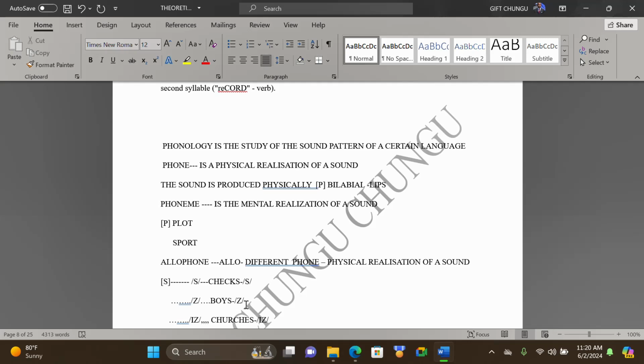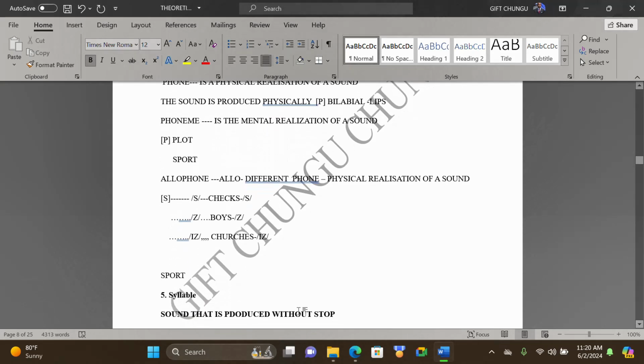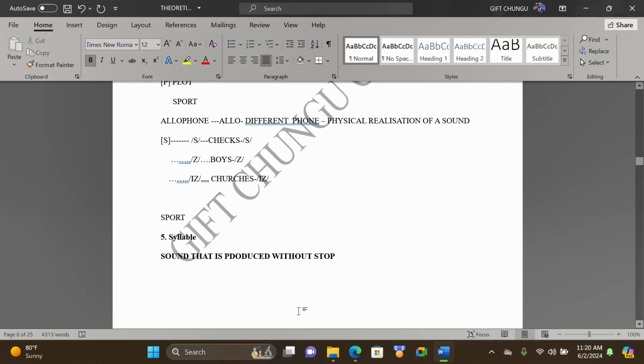So different realizations of the same phone, that is what we call allophone. Allo means different, and the phone is a physical realization of what? Of a sound. Yeah, so that is what we have.